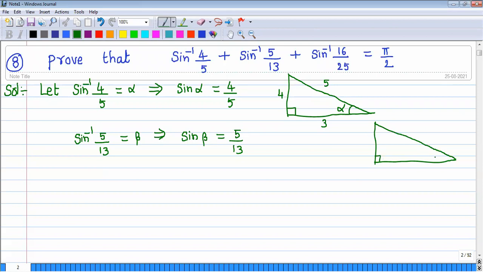This is beta. This is 5. This is 13. What is the unknown side? 13 square is 169, 5 square is 25, 169 minus 25 is 144. Square root of 144 is 12. Yes, 12.